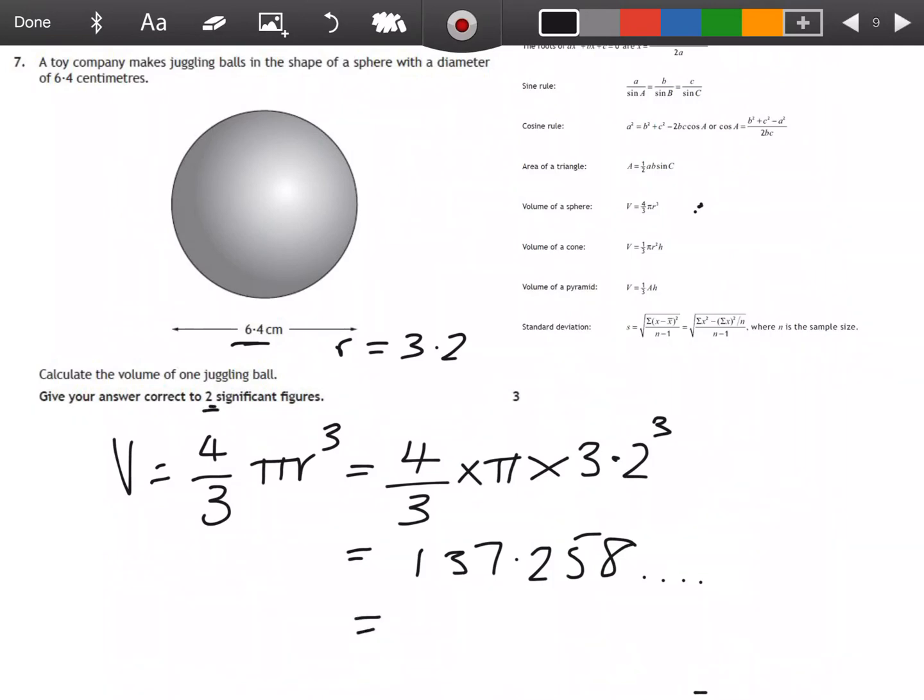2 significant figures means the first 2 digits are the most important 2 digits. Check the next one. The next one's a 7. Is it 5 or more? Yes, it is. So we're not going to leave it as a 1 and a 3. The 7 is going to bump the 3 up to a 4. So 140 is what this is. Remember that was 137. Okay, 140 units. Volume, distances in centimetres, volumes cubed. That is a 3. Okay.